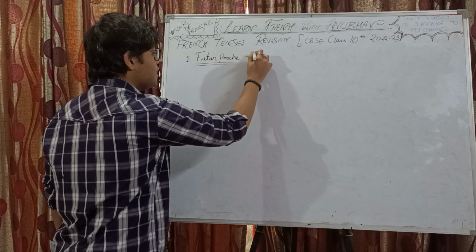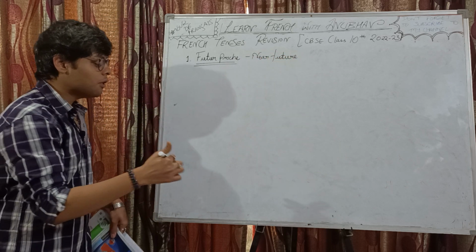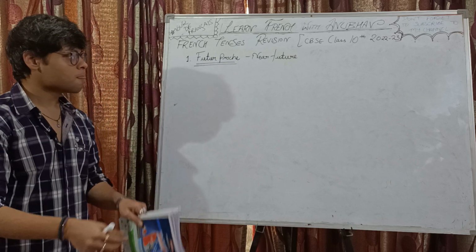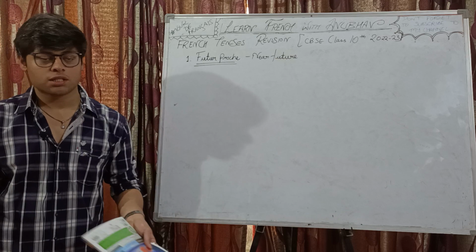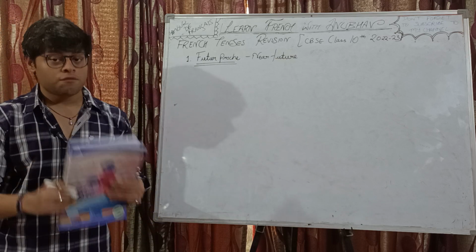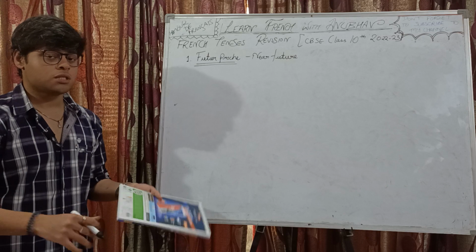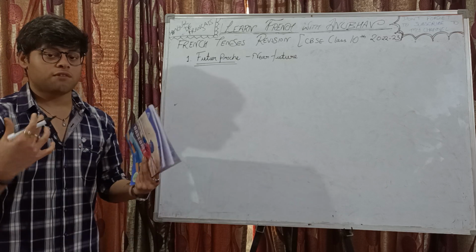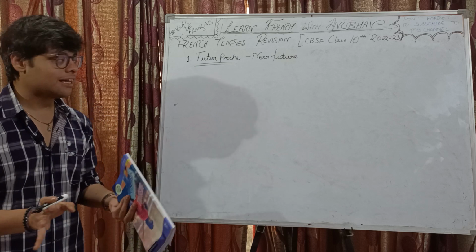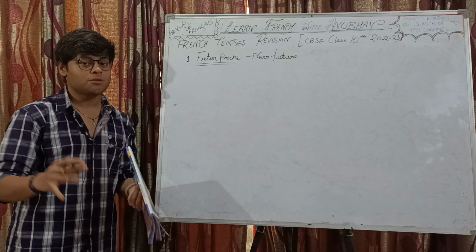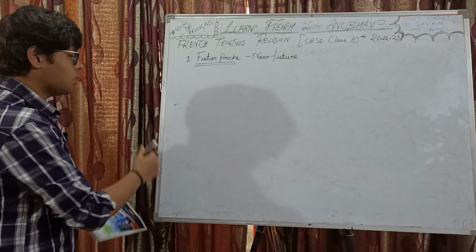Futur proche means near future, used for events that are just going to happen. Near future, say in an instant, or in 5 minutes, or in 10 minutes it's going to happen. For that we will use futur proche. So what's the indicator? It can be dans un moment, in a moment, dans 5 minutes, in 5 minutes, dans 10 minutes, in 10 minutes, like that. These are going to be the indicators which are going to indicate that you need to use futur proche here. So now we need to talk about the conjugation, how to conjugate it.